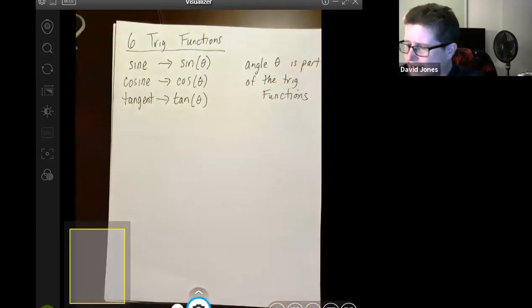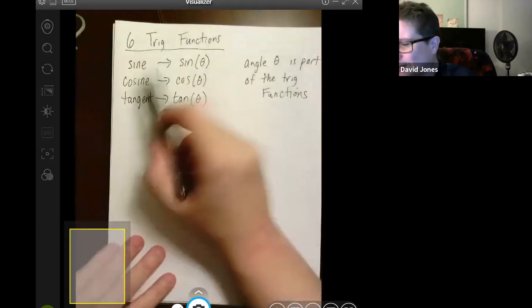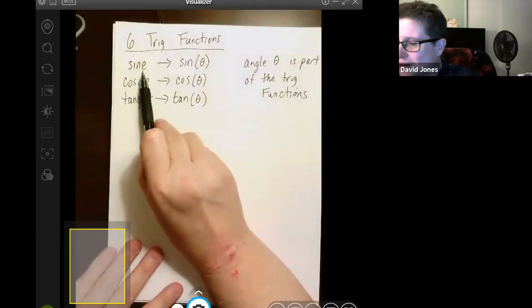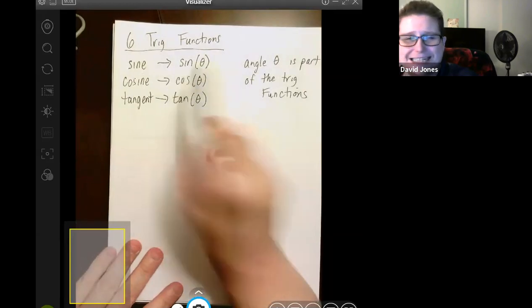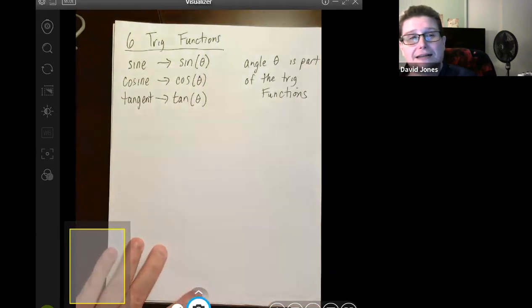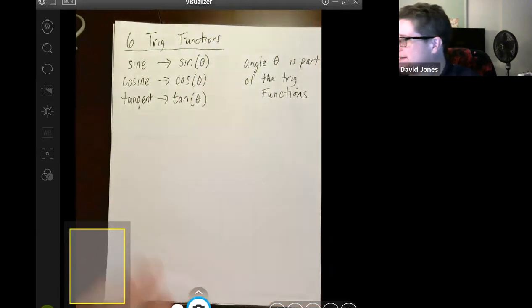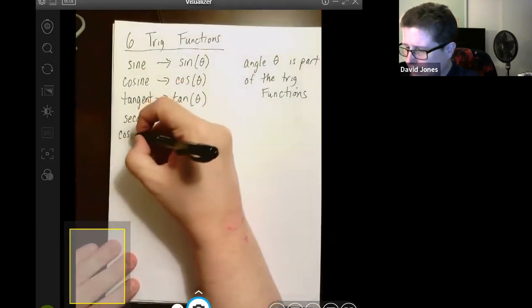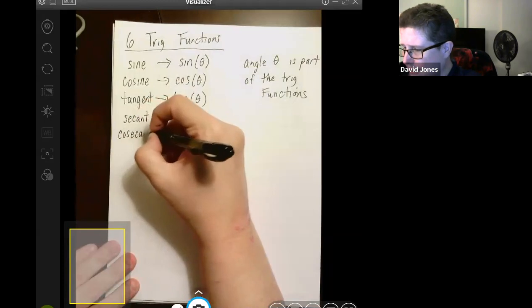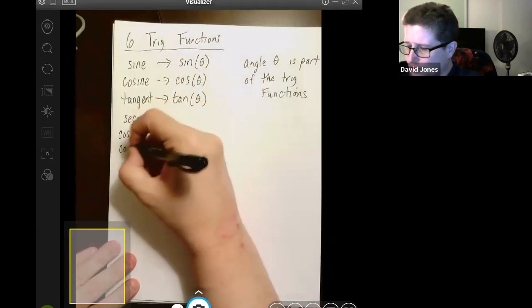Okay. Now it looks really lazy. If you look at sine, all they did was take off the E. And now it says sin. Cosine and tangent get shorter, and the other trig functions also get a lot shorter. We also have secant, cosecant, and cotangent.